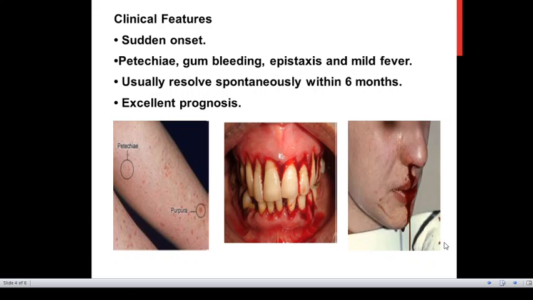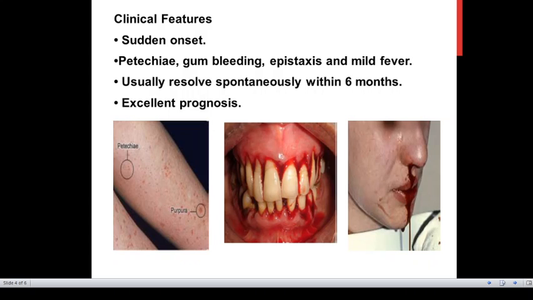The onset of thrombocytopenia is abrupt or sudden with petechiae, that is, red patches over the skin, but do not mix up with the purpura. Purpura and petechiae are different. Petechiae will be smaller and purpura will be quite big. So as you can see in the picture, these are petechiae, small red spots, and purpura are bigger in size.